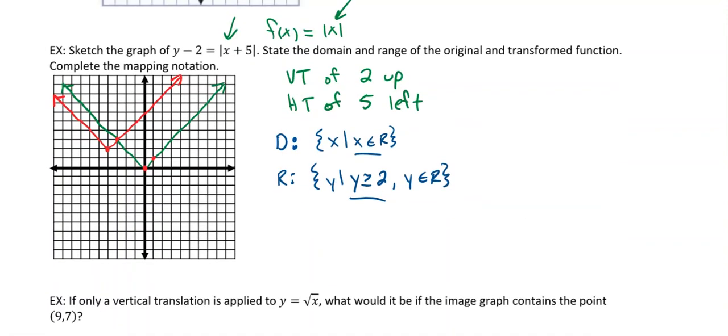All right, mapping notation. The mapping notation here is going to be X, Y, and it's going to turn into the point, exactly as it is, right? What's actually happening to the graph here. So that's going to be X minus 5 and Y plus 2.